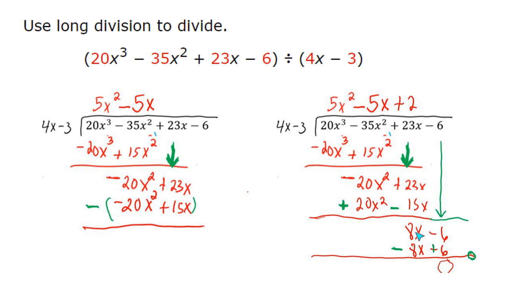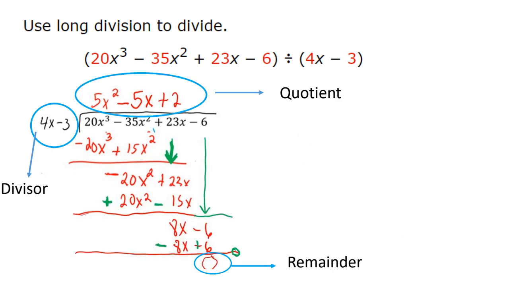8x divided by 4x is 2. So 2 times 4x is positive 8x. And then 2 times negative 3 is negative 6. But we're changing the signs, and we end up with 0. Okay. So now some of these names are important here. The last number here, we get the remainder. That's called the remainder. The thing you're dividing by is your divisor. The inside is your dividend, and your answer is the quotient.